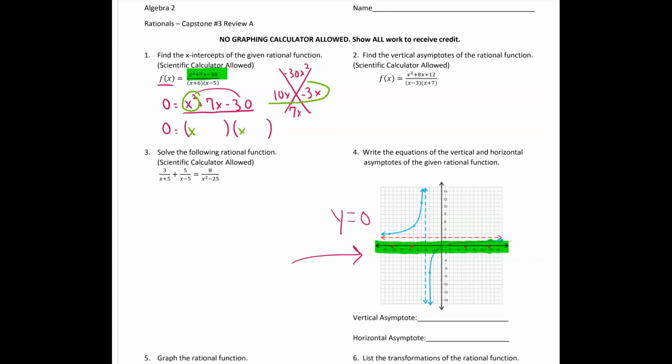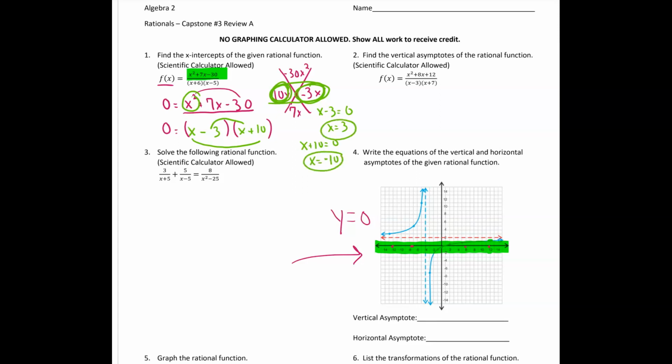Now I'm going to use these side numbers to get the rest of my factors. So I'm going to ask myself, x times what can get me this 10x? That would be a positive 10. And then x times what can get me this negative 3x? That would be subtracting 3. From there, I can set each factor equal to 0 and solve. So set this one equal to 0, add 3, and set the other one equal to 0, subtract 10, and there are my two answers.